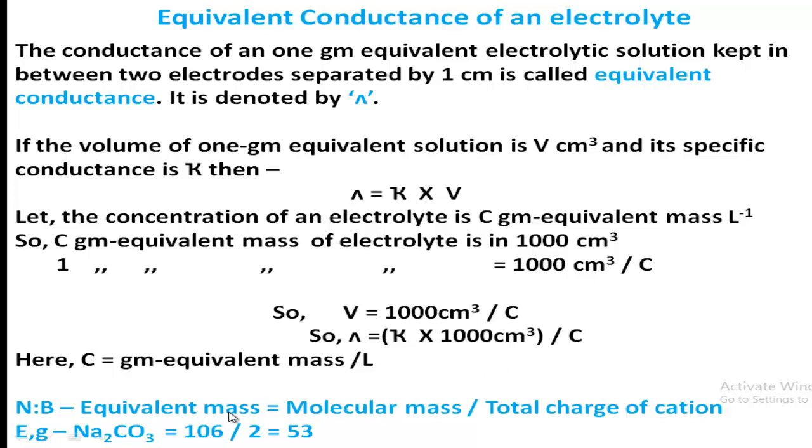Here is one point you should know. You can determine the equivalent mass of a compound this way. It is actually the molecular mass divided by the total charge of the cation. For example, sodium carbonate. Molecular mass is 106 and the charge of the cations is +2. So the equivalent mass of sodium carbonate is 53.